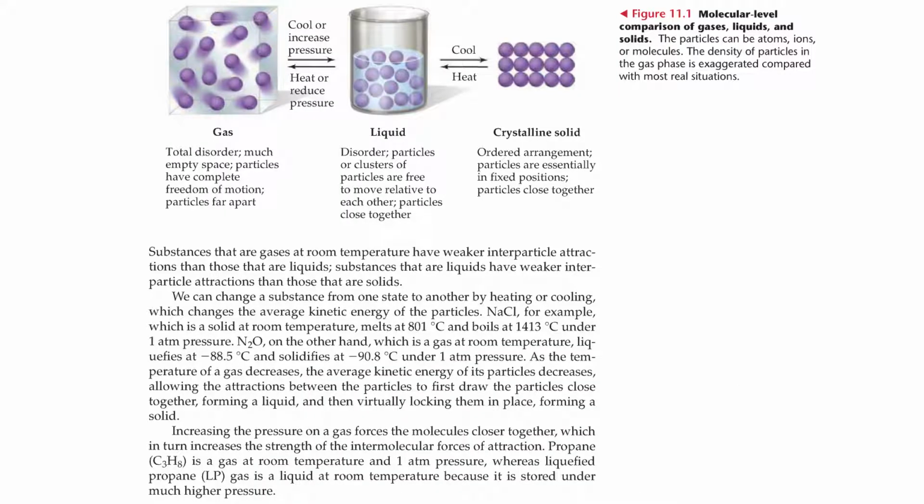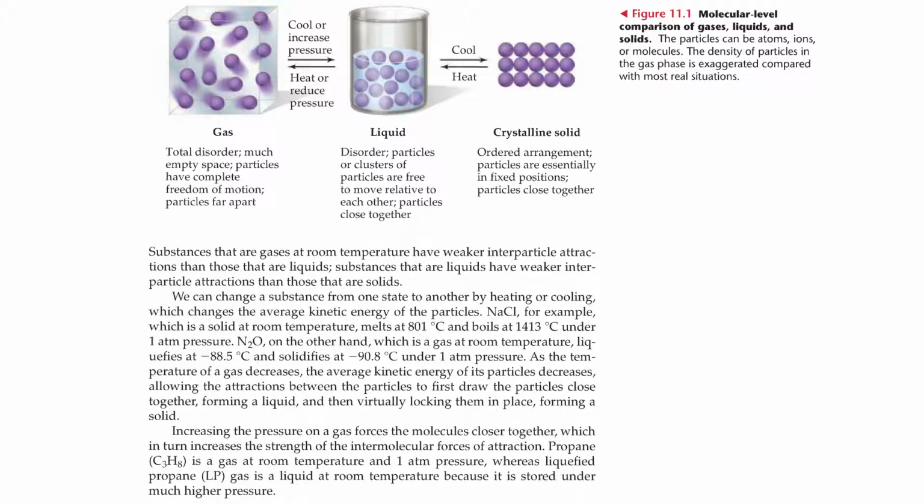Figure 11.1. Molecular level comparison of gases, liquids, and solids. The particles can be atoms, ions, or molecules. The density of particles in the gas is exaggerated compared with most real situations. Gas: total disorder, much empty space, particles have complete freedom of motion, particles far apart. Liquid: disorder, particles or clusters of particles are free to move relative to each other, particles close together. Crystalline solid: ordered arrangement, particles are essentially in fixed positions, particles close together.